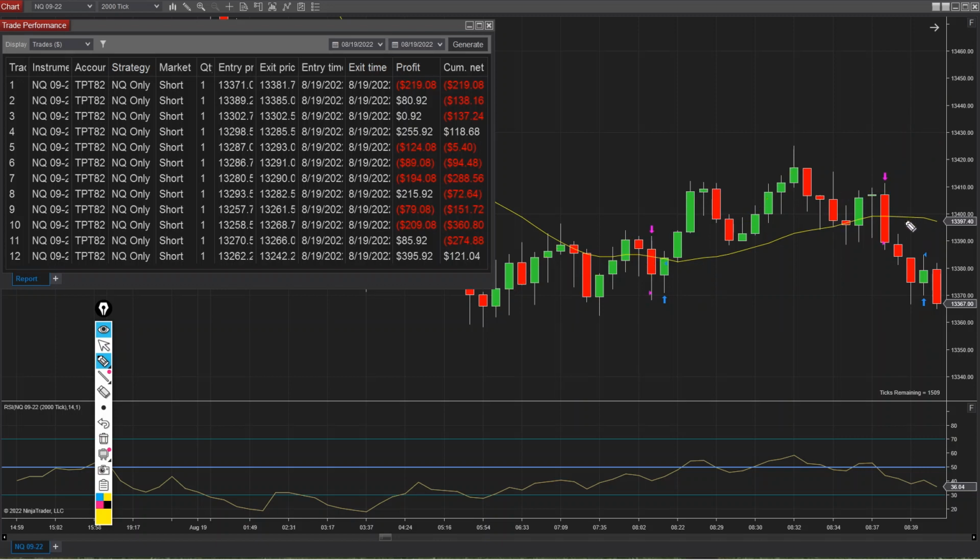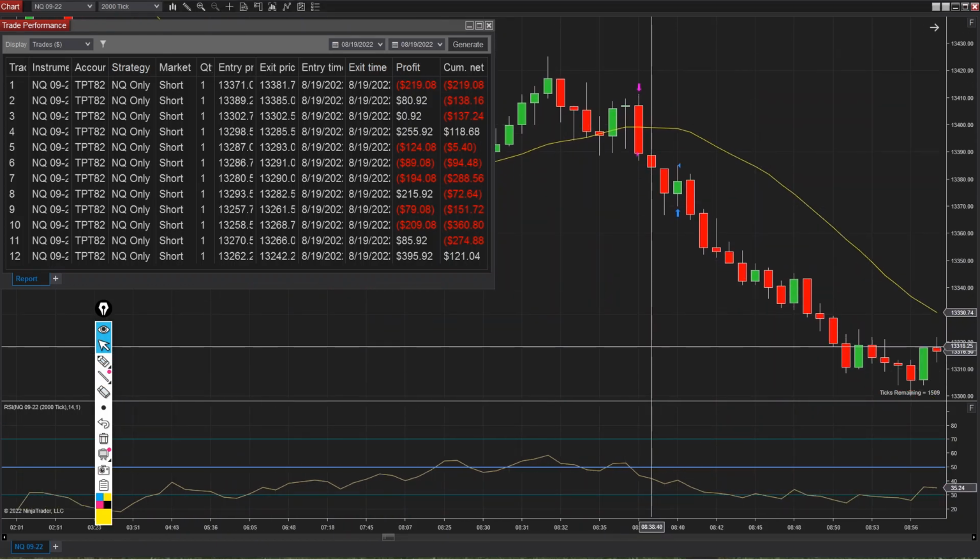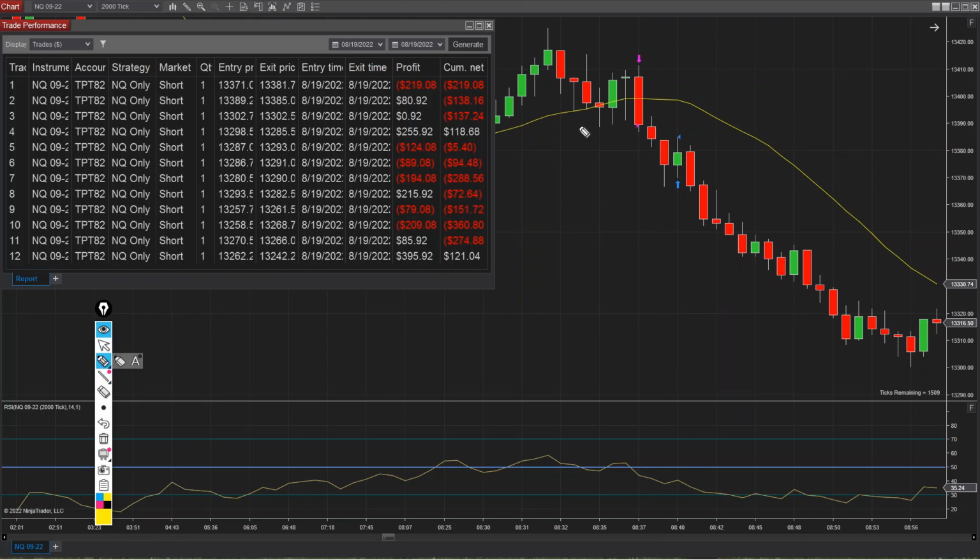right here. So then red takes out green, I go short, and look at the move that it makes. I only made 80 bucks from this trade, but this would have been a massive trade.